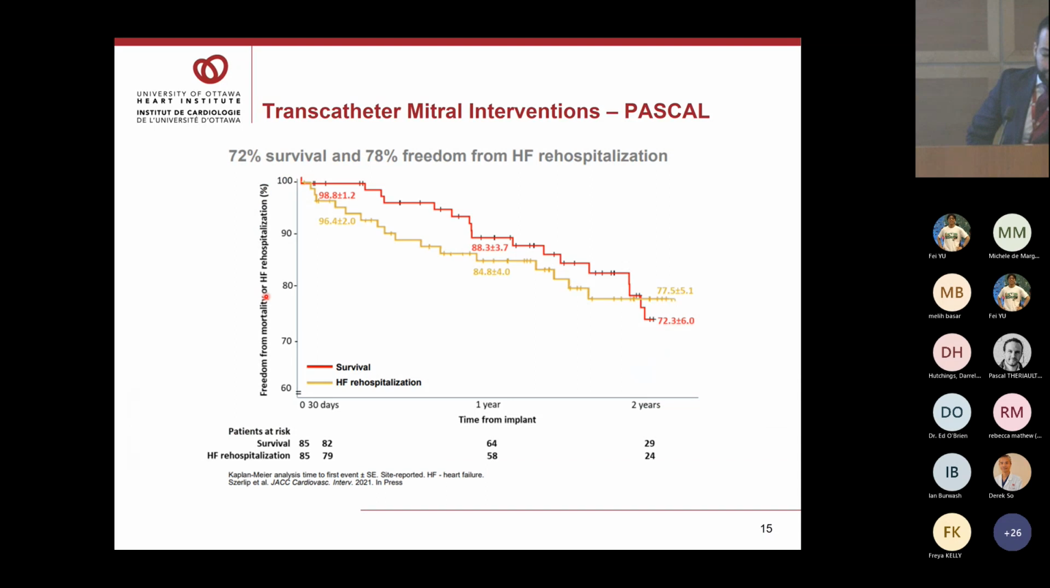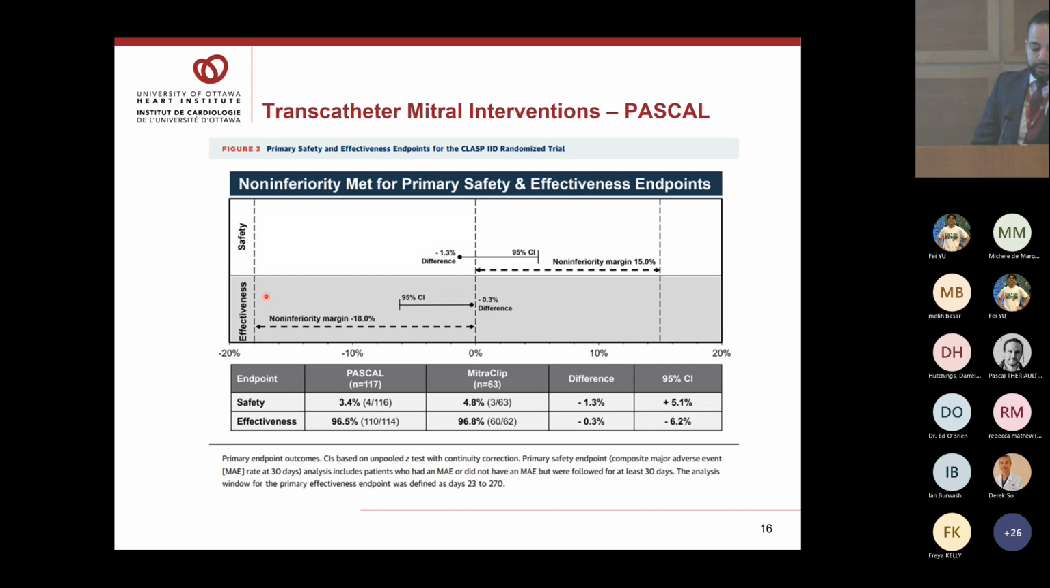And when this was studied in their early feasibility study, they showed safety of the device. So 72% survival at 2 years and 78% freedom from heart failure hospitalization at 2 years. And then Pascal was compared to MitraClip in its own randomized controlled trial. They compared MitraClip to Pascal with regards to safety and effectiveness, and there was no difference. Pascal was not inferior to what was studied in COAPT for both safety and effectiveness, and their effectiveness outcome here was not a clinical one. It was mitral regurgitation, but similar.